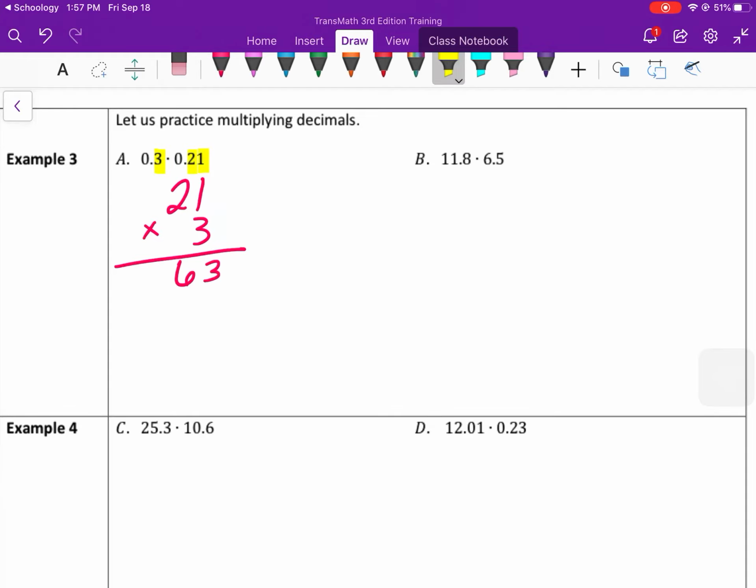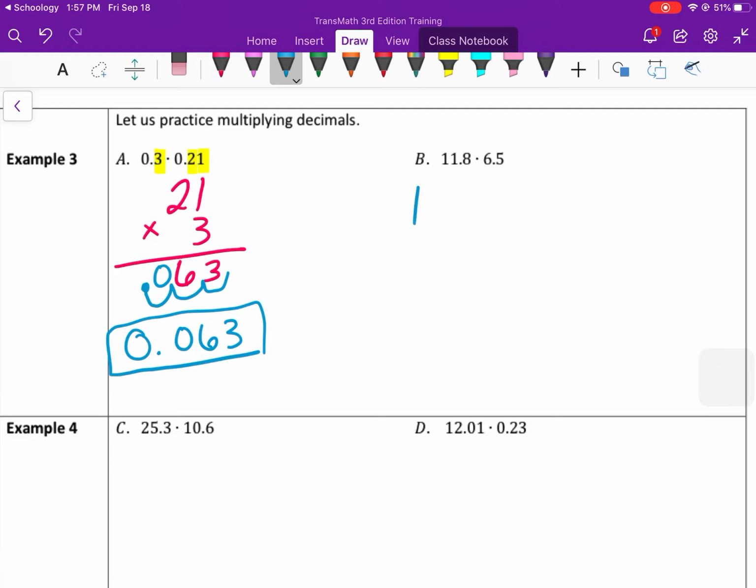And then I have to say, okay, I have 1, 2, 3 numbers behind the decimal. So I want 3 numbers behind the decimal here. So 1, 2, 3. Since I have an open spot here, I do have to add a 0. So your final answer would be 0.063 for that one.